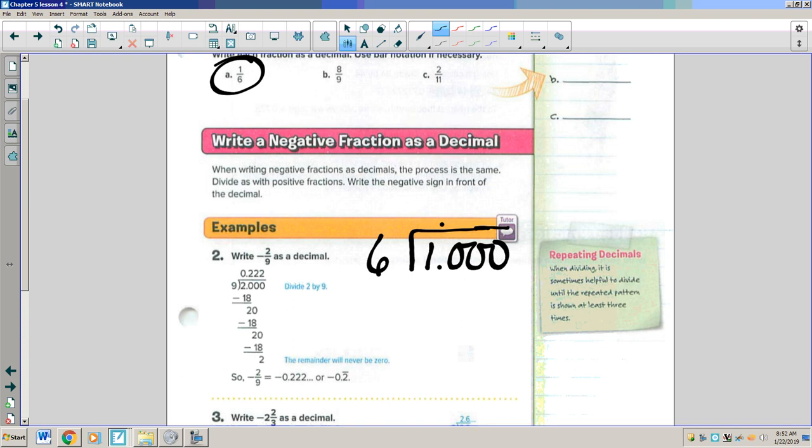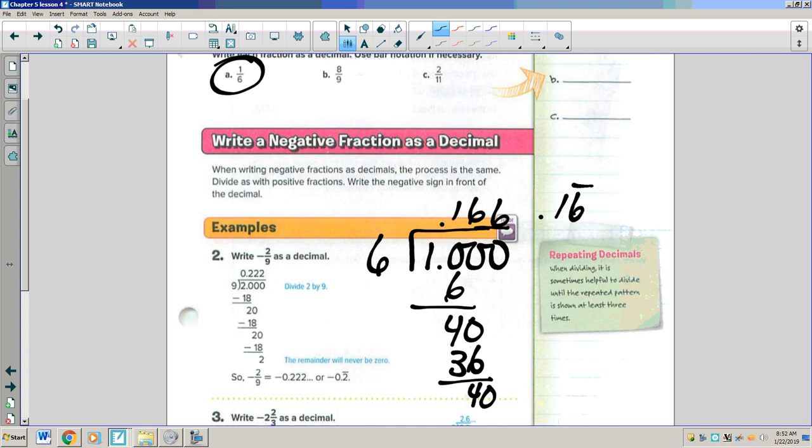Move your decimal straight up. 6 doesn't go into 1, but it does go into 10 one time. 40, 6 into 40 would be 6. 36, 40, and look, we have a repeating decimal. So your answer you could write as 0.16 with the bar over the 6. That is a repeating decimal.